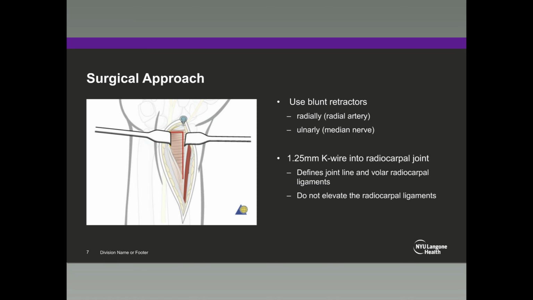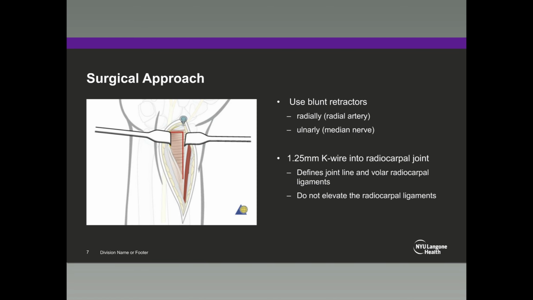Now, at this point, I do place a 1.25 K-wire into the radiocarpal joint. In this diagram, they're showing an 18 gauge needle. Either is acceptable, but I like to do it in order to define the distal joint line. The volar radiocarpal ligaments extend approximately 5 millimeters proximal to the joint line, and you should not incise or elevate through these ligaments as it puts the carpus at risk for instability.